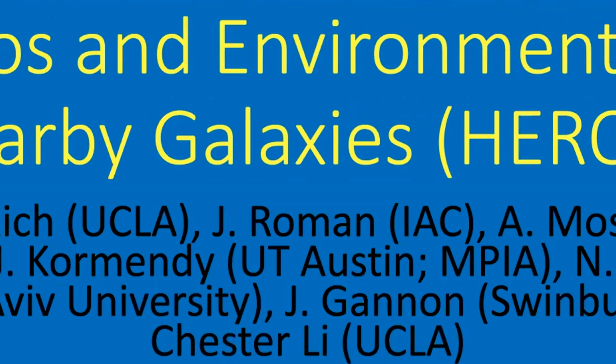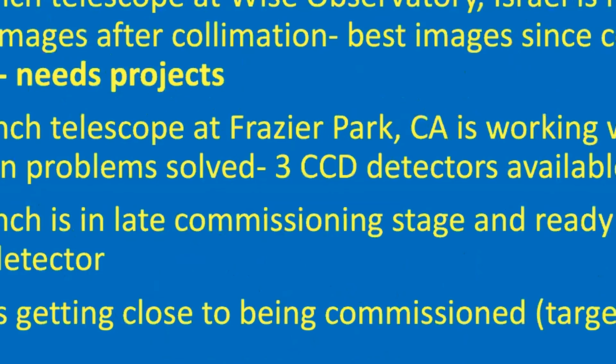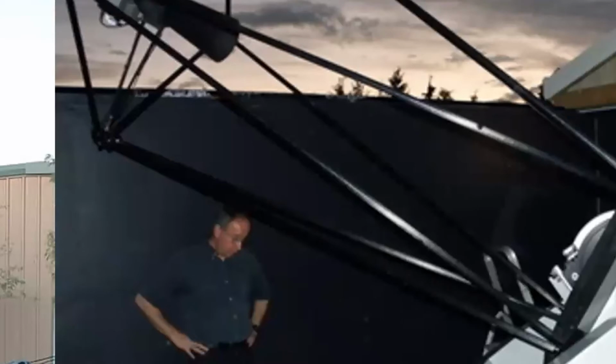Okay, thank you. Yes, this is the Heron Survey, and here are the collaborators. This is taking place with two Centurion 28-inch telescopes at Wise Observatory and one near Fraser Park, California, and there's an 18-inch telescope in commissioning. This is a picture of the telescopes. The quality of the images has been praised by Javi Roman.